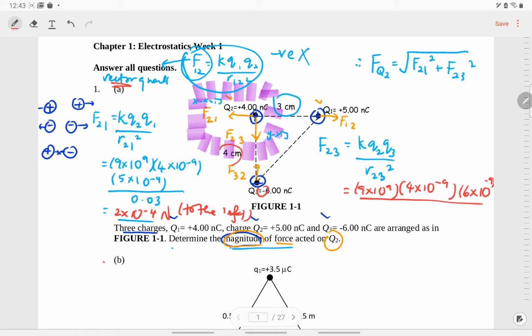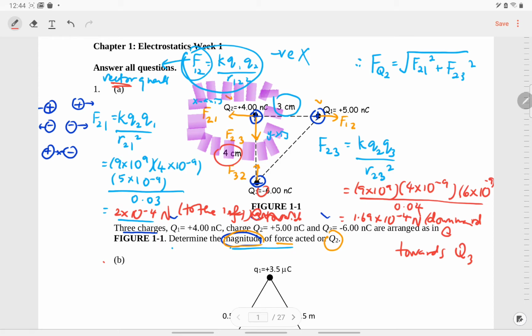And then, berapa distance between Q2 and Q3? 4 cm. So, 4 cm means adalah 0.04 meter. The answer is 1.69 times exponent negative of 4 Newton. So the direction is downward, ataupun kelas, you boleh tulis juga sebagai towards Q3. Ini pun maksudnya boleh tulis jugalah sebagai towards. Tak ada towards, buat je lah to the left.